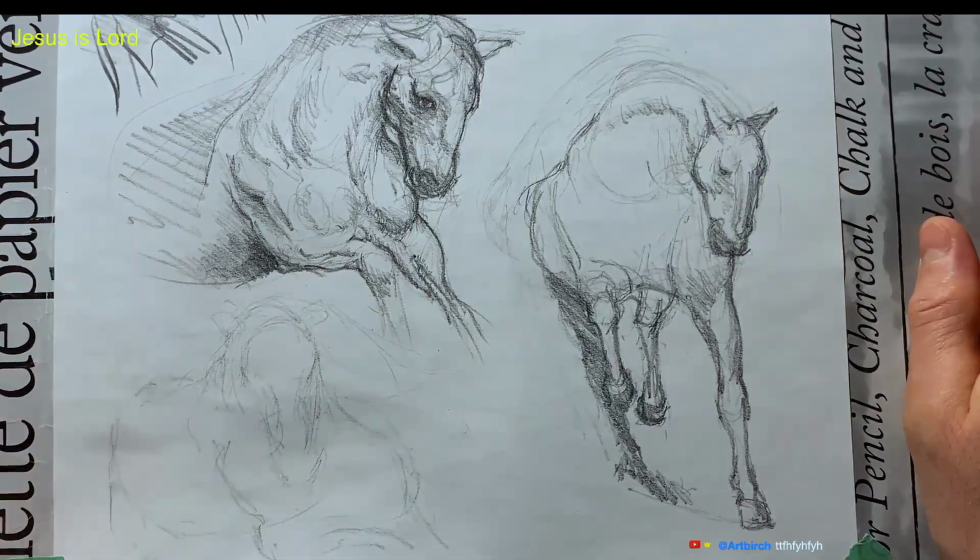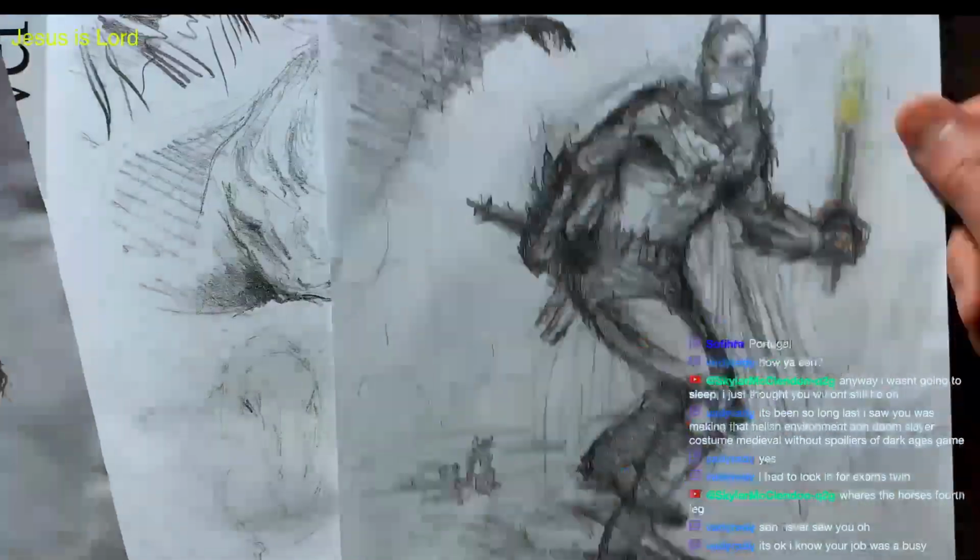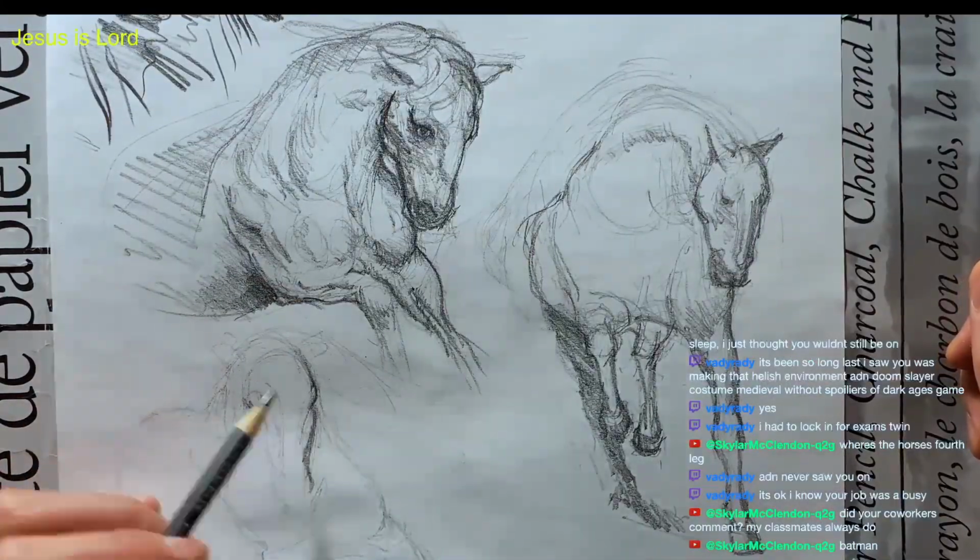So here is my third attempt. That was just a little Batman sketch that I was showing my stream.